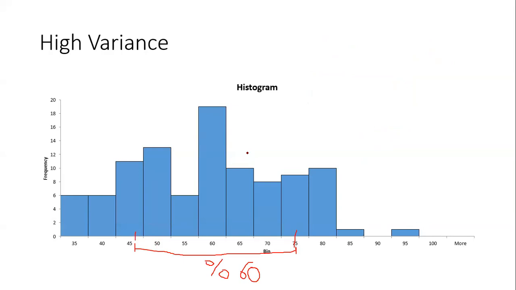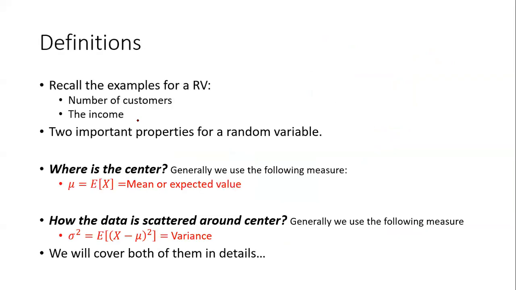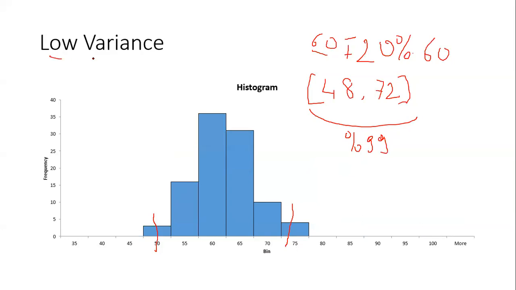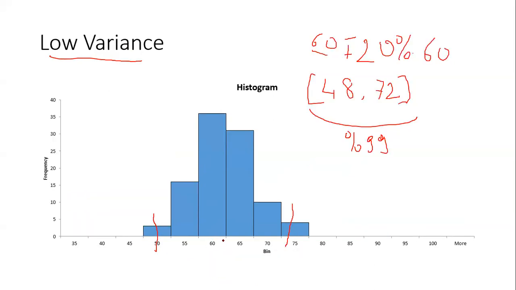Where is the difference? Why do we have such a difference? The difference is due to the variance, okay? If you have a high variance, then the data is dispersed around the mean, hence plus minus some percentage of the mean will cover less than for a distribution which has a low variance.